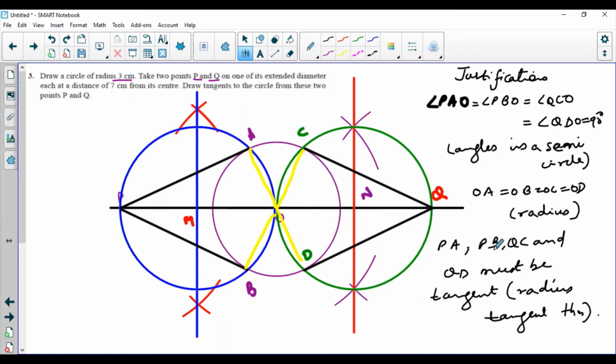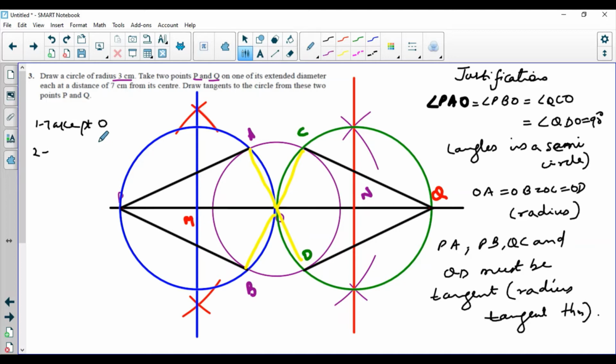Okay, so these must be equal also because of the equal tangent theorem. So what will be our steps of construction? First step will be take point O. Okay, so you can write in simple words, take point O, then taking O as center, draw a circle of radius 3 centimeter.